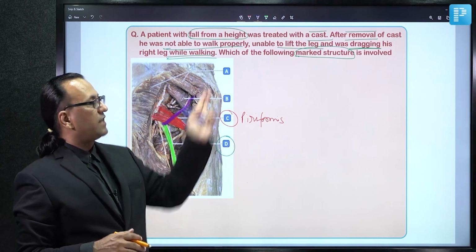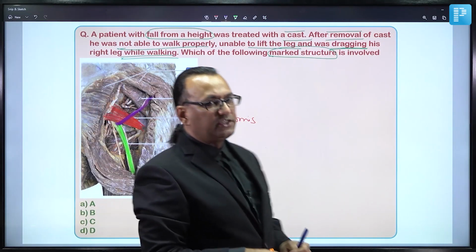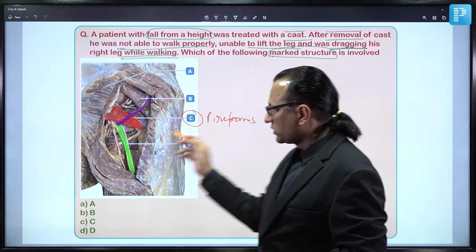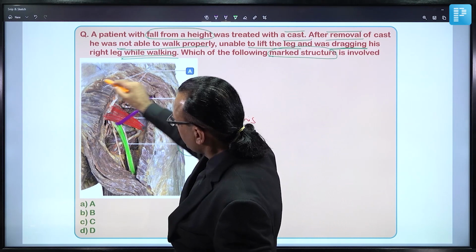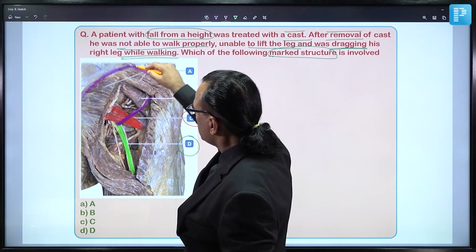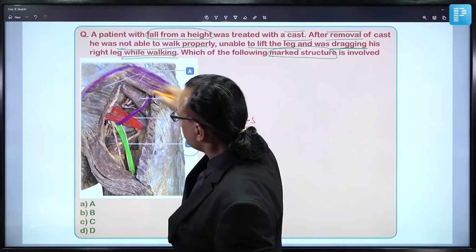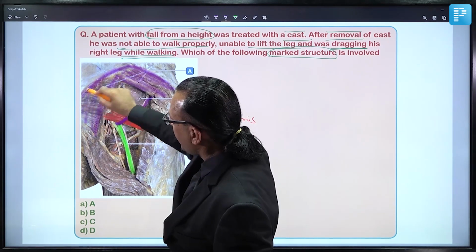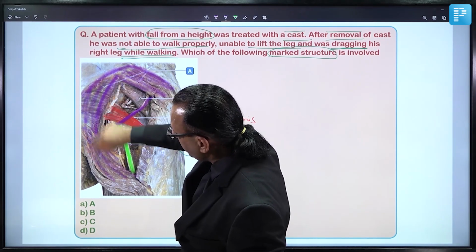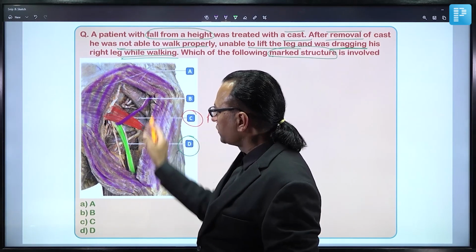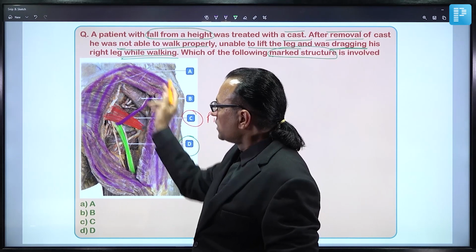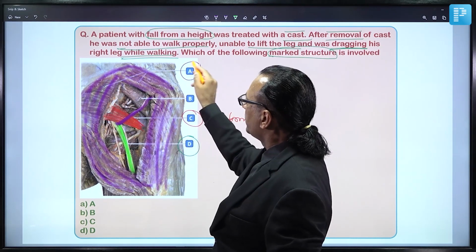Choice number A is the largest muscle in the gluteal region, the gluteus maximus, that was being supplied by the inferior gluteal nerve. Let me just demarcate the gluteus maximus here. So this is the gluteus maximus muscle. And in fact, we have cut a window in the gluteus maximus muscle, as you can see here, so as to see the structures under cover of gluteus maximus. So this marker A is the gluteus maximus.